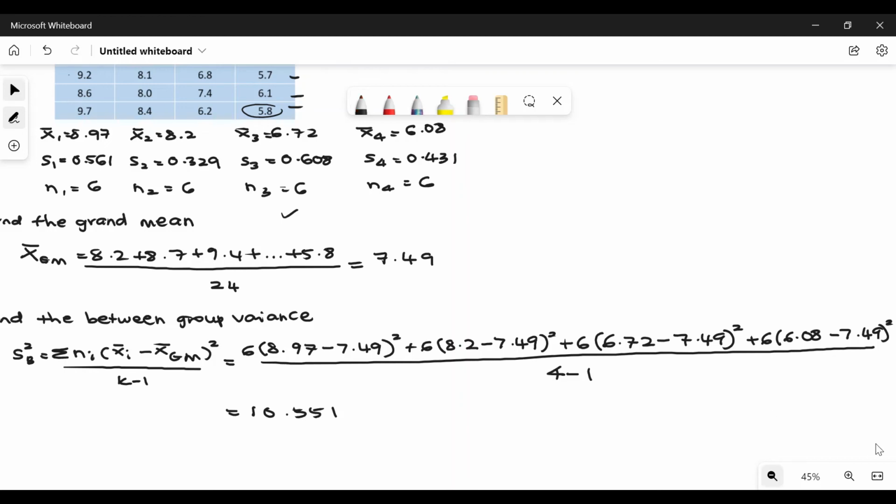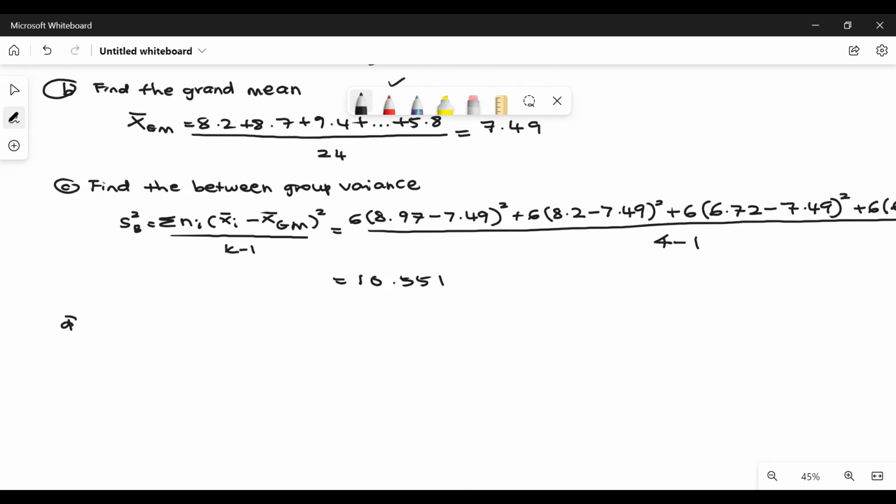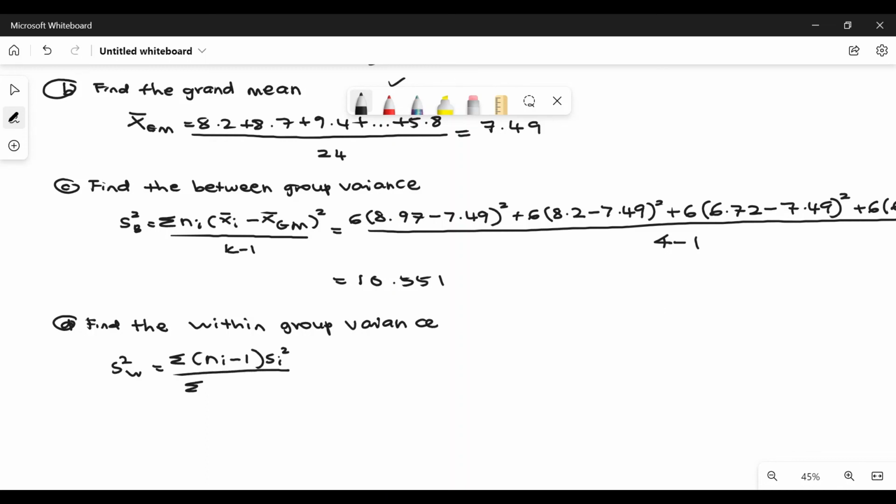Okay, next you have to find the within group variance. The within group variance is S square W, which is equal to the summation of Ni minus 1 multiplied by the variance for each sample, divided by the summation of Ni minus 1.